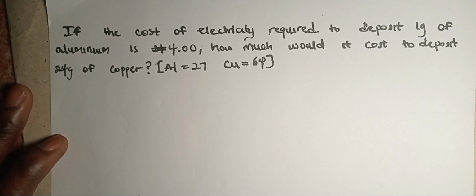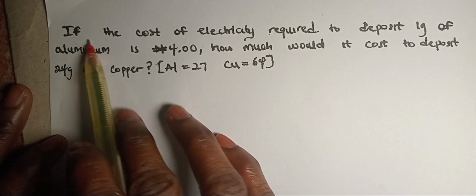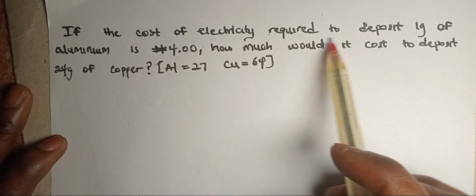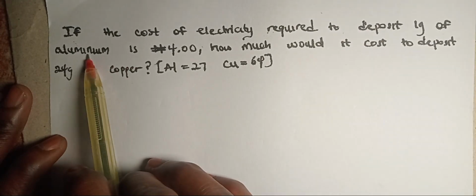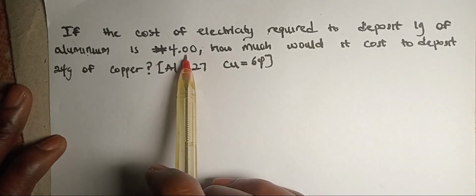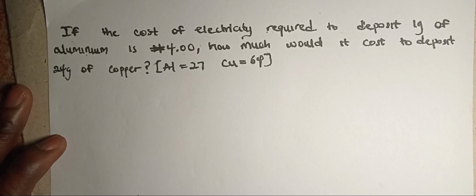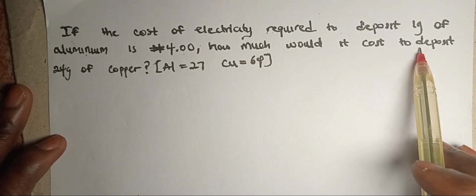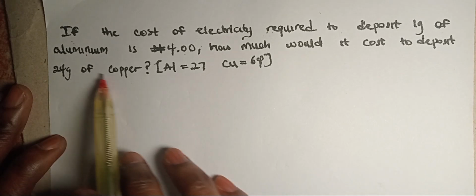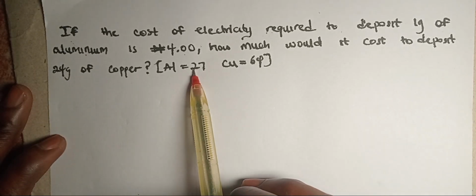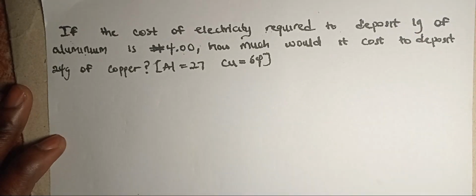In today's video, we are going to be looking at another question that we can have in electrolysis. The question goes like this: if the cost of electricity required to deposit 1 gram of aluminium is 4 naira, that is the cost that we are given, how much will it cost to deposit 24 gram of copper? We are given the molar mass of aluminium to be 27 and the molar mass of copper to be 64.